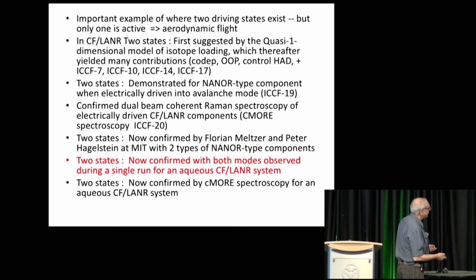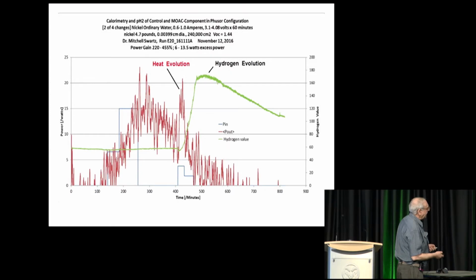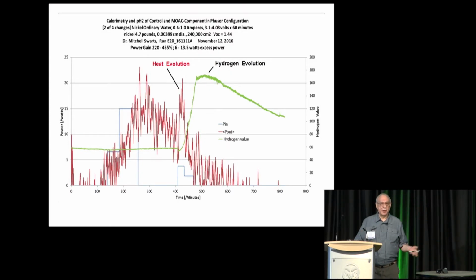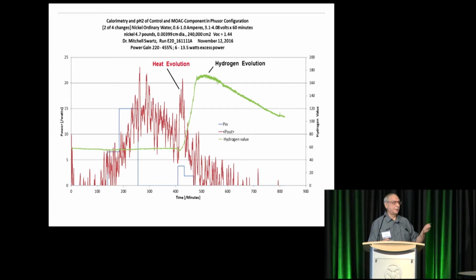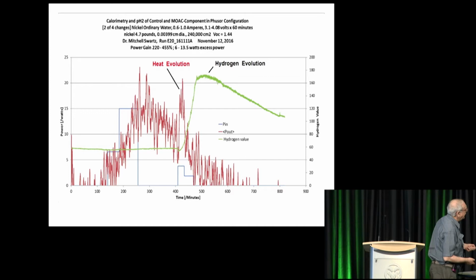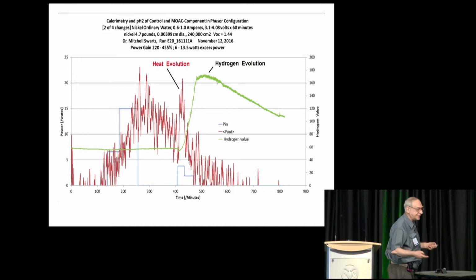It turns out this is also true for aqueous systems and the MOAC, the mother of all cathodes is what MOAC means. It has half a mile of wire, and the picture's over in the posters. And here you can see the two states. Here's the control. We always do a control before we run the cell. And so here's our input power, and here's our heat out. And look at this tiny amount we're putting into the cold fusion cell, and we get more heat out.